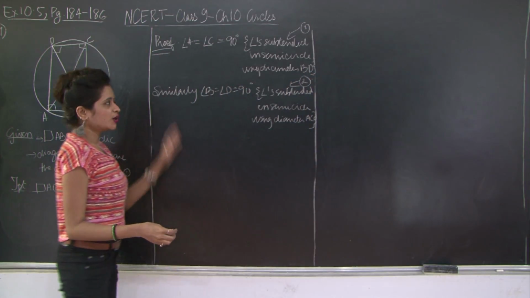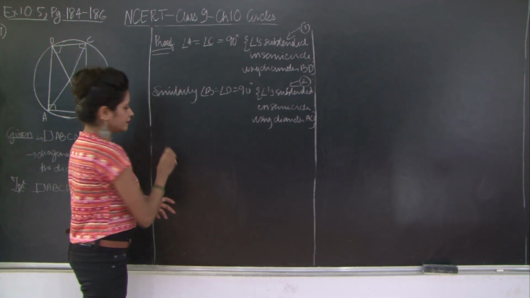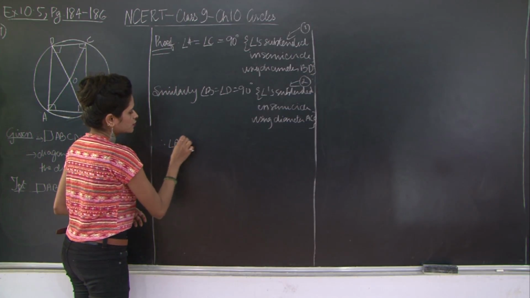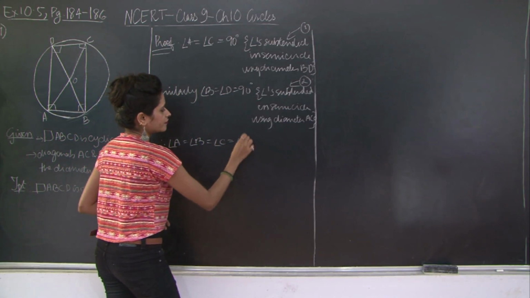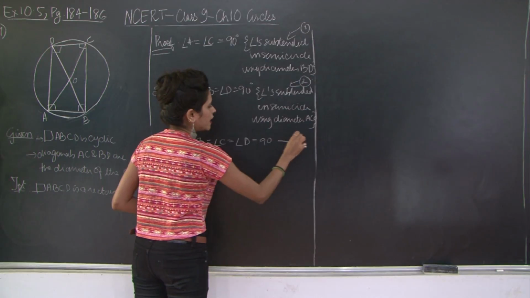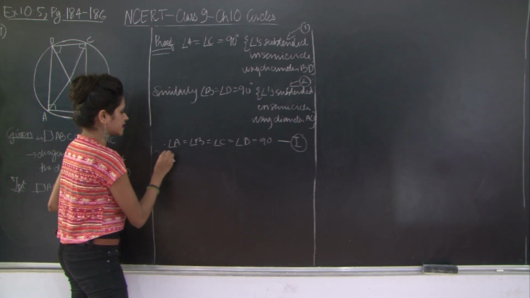So, obviously, now let us mark this as 1 and let us mark this as 2. So, from 1 and 2, we are just clubbing and writing that angle A, B, C and D are equal. Therefore, angle A is equal to angle B is equal to angle C is equal to angle D is equal to 90 degrees, and I will mark this as Roman number 1 because this is a part of the actual proof for the rectangle.